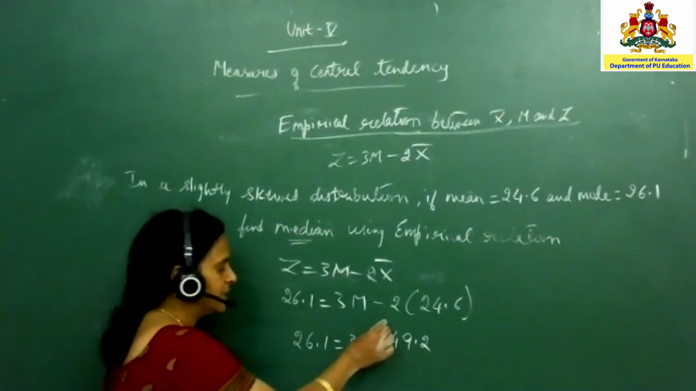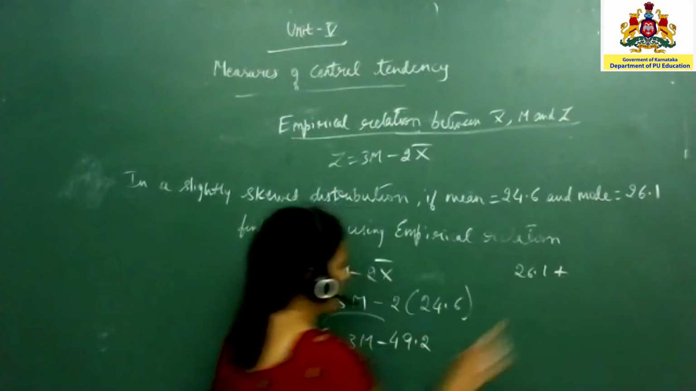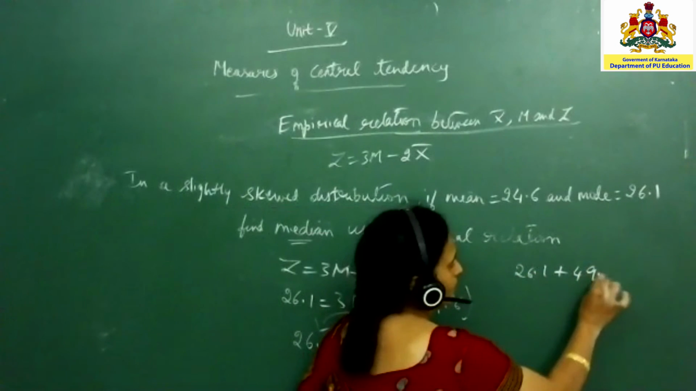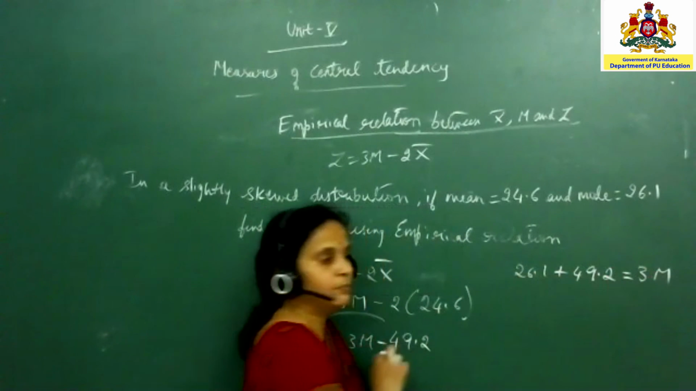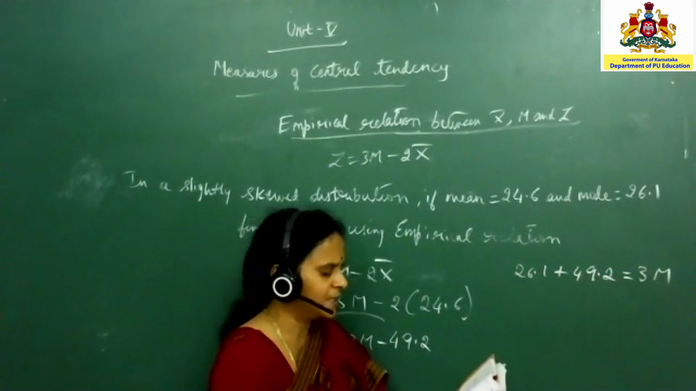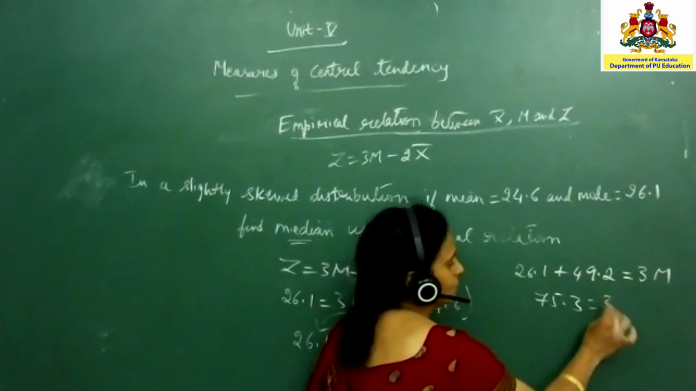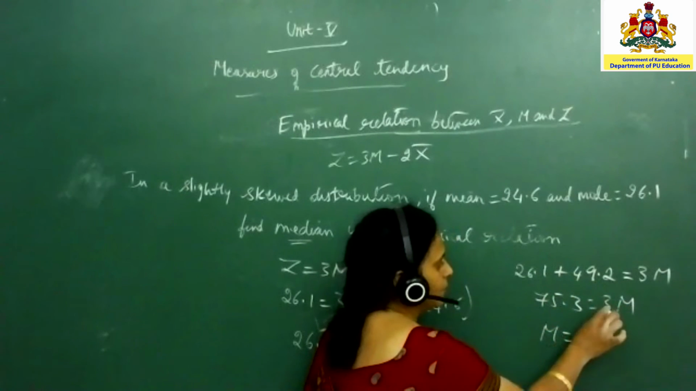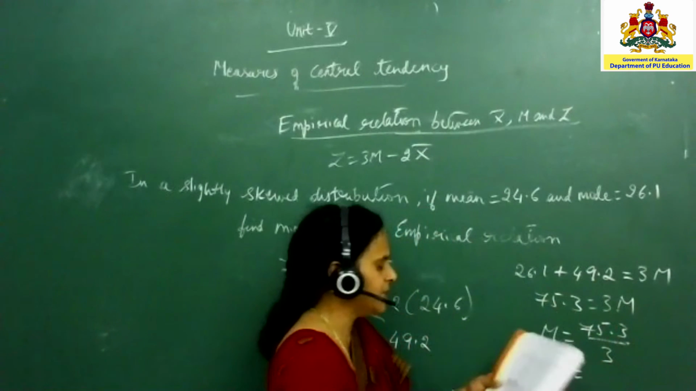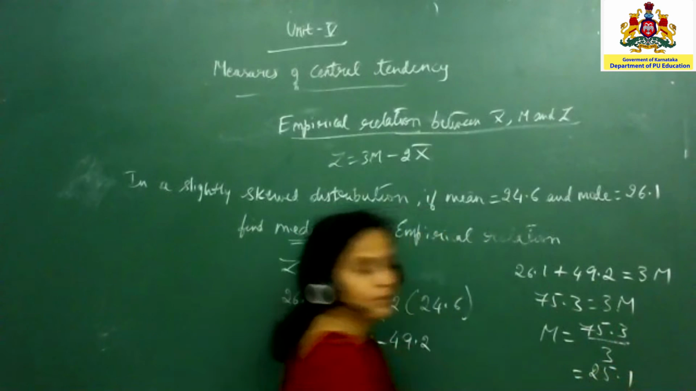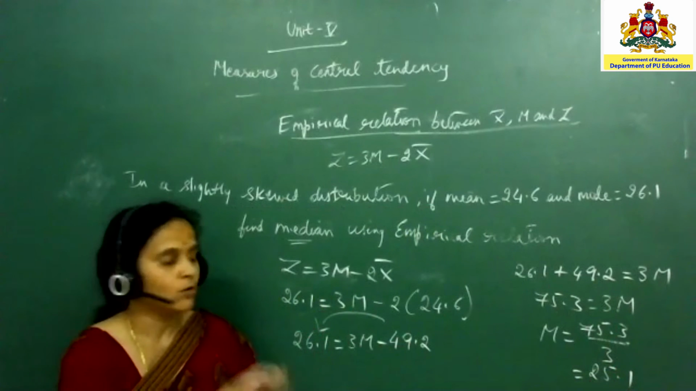Next step: this shifts to the left-hand side, so it becomes 26.1 plus 49.2 equals 3M. If I add these two numbers on the left-hand side, I get 75.3, equal to 3M. Therefore, M equals 75.3 divided by 3, and I will get the answer as 25.1. So this is the way to get the value. You can find either the mean, median, or mode according to the quantity given.